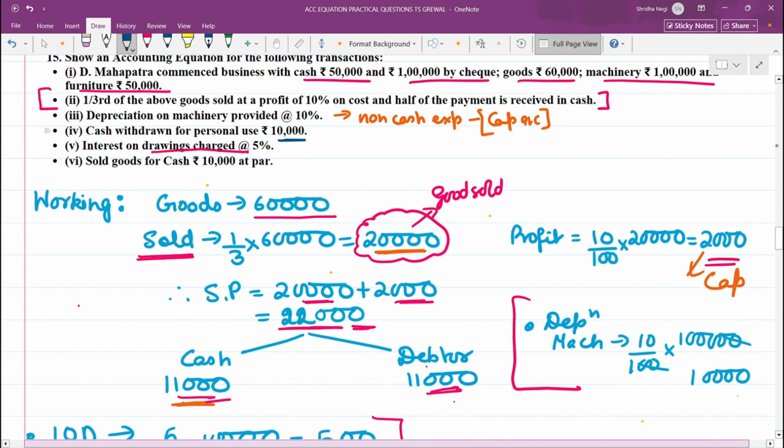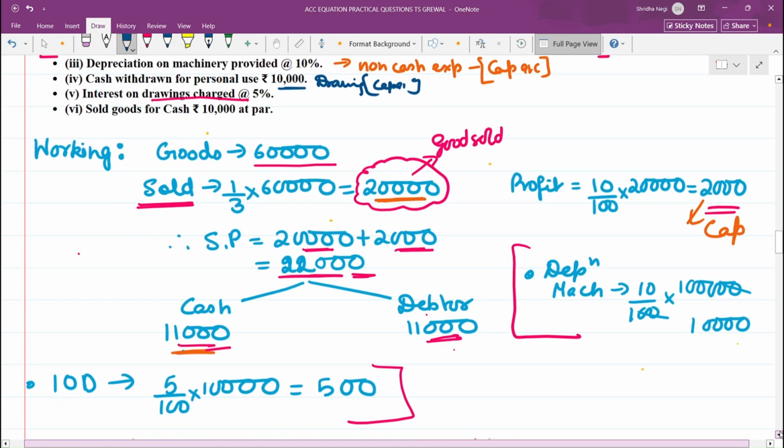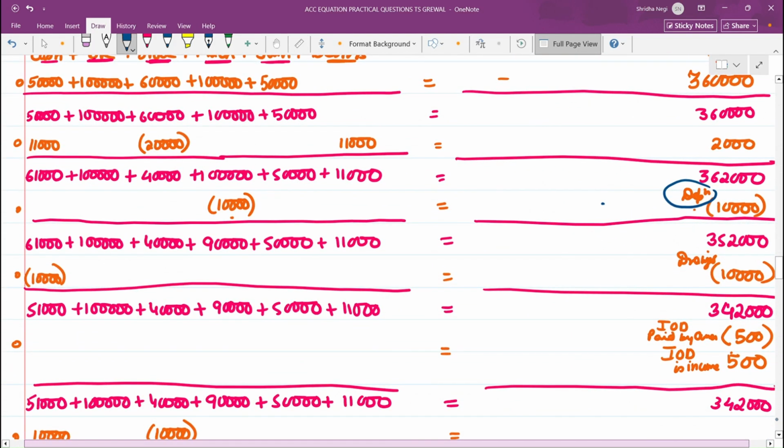It's a drawing. So it will affect the capital account again. So drawing is 10,000. Your cash will decrease by 10,000. See, cash is decreasing and your capital account will also reduce by the amount of drawings, 10,000. Okay.